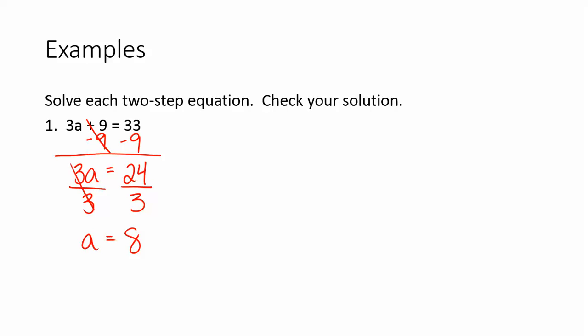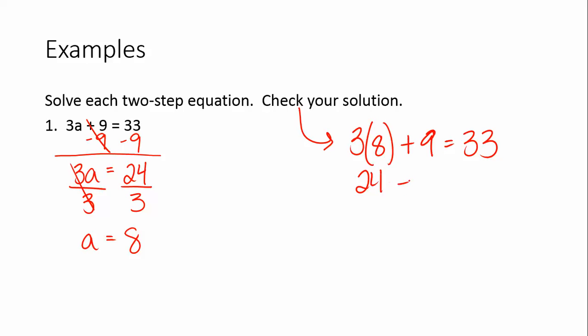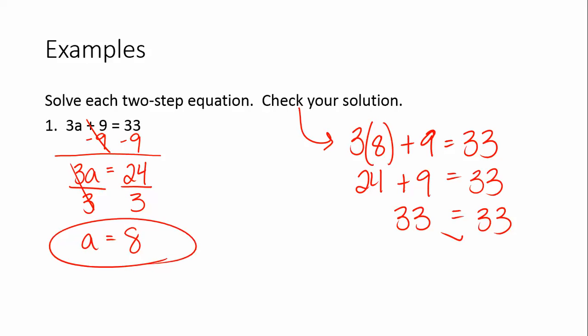We are going to then check our solution by plugging in the 8 for the a and seeing if we get equal or equivalent sides, the left and the right. So this is 24 plus 9. Does that equal 33? 24 plus 9 is 33. And because that's true, we know that our answer, a equals 8, is correct.